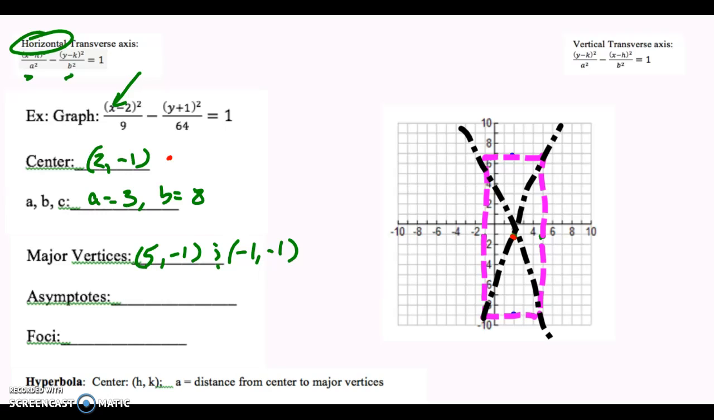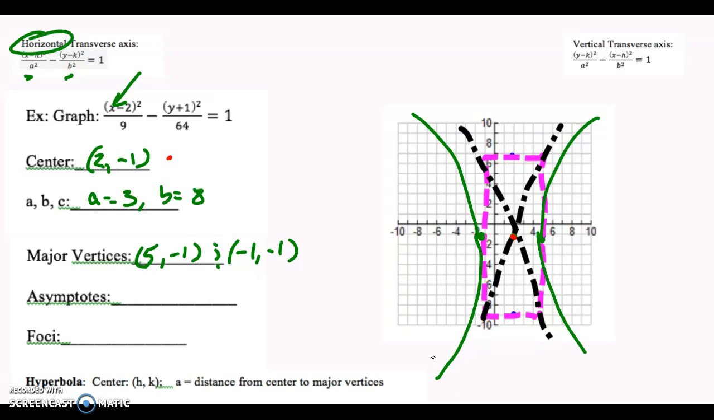Now, next. I'm just going to make the major vertices a little bit bigger. Since I am looking at a horizontal hyperbola, I know my hyperbola needs to look like this, and it's following the asymptotes. That's what my hyperbola looks like, and that takes care of the graph part of this. Now I need to just take care of the asymptotes and the foci.